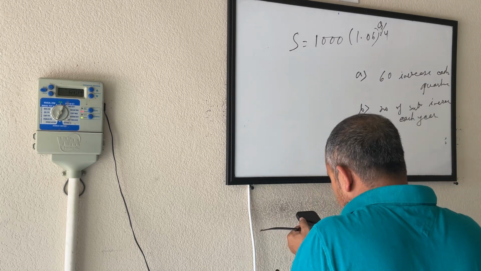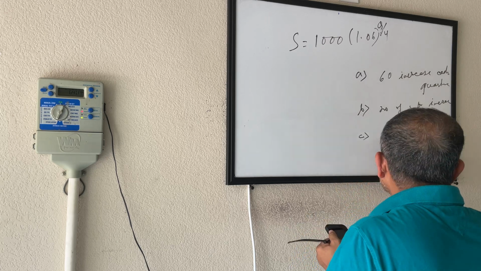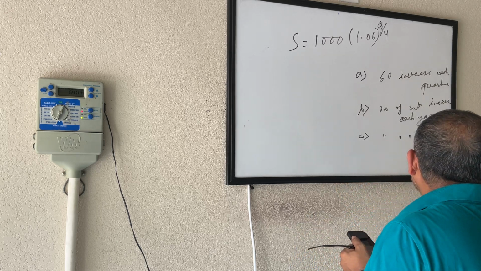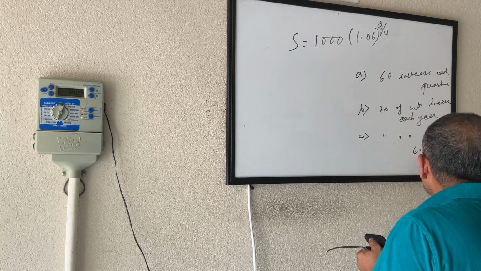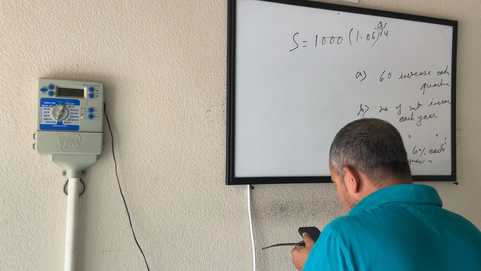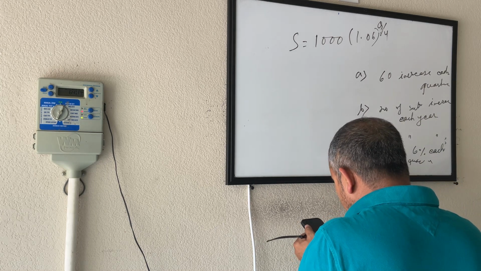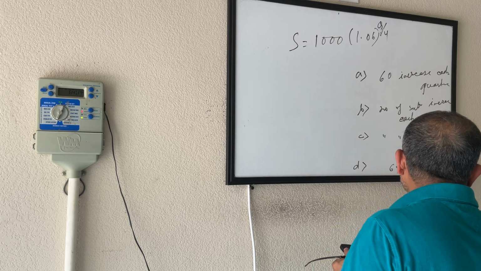Option C is number of subscribers increase by 6% each quarter year. And option D is number of subscribers increase by 6% each year.